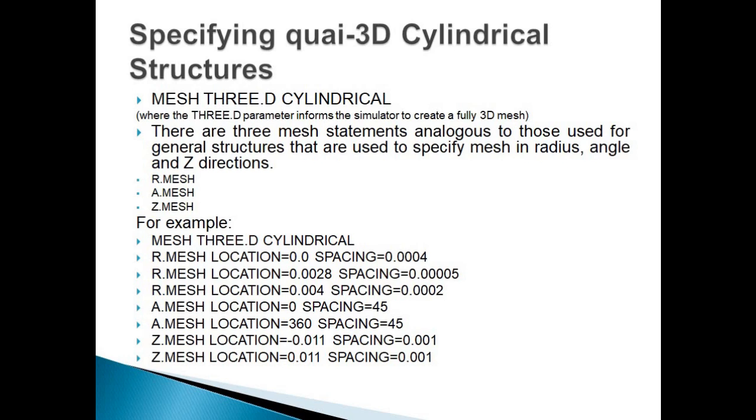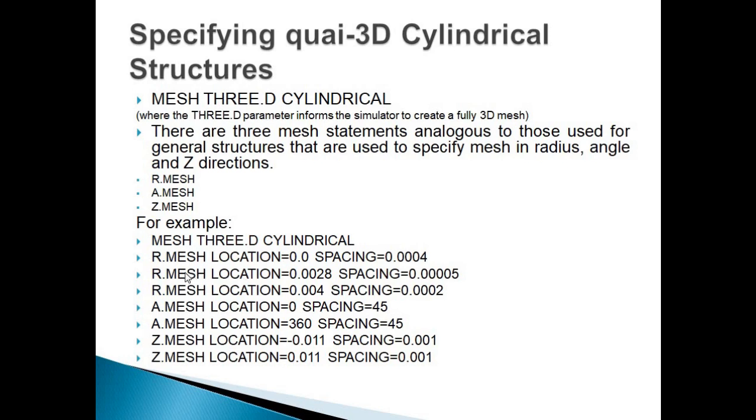When specifying the cylindrical parameter, you must now specify the structure in terms of radius, r.mesh, angle, a.mesh, and z coordinate in the form of z.mesh. There are three mesh statements, analogous to those used for the general structure, that are used to specify mesh in radius, angle and z direction. The r.mesh statement is used to specify radial mesh. The a.mesh statement is used to specify angular mesh. The z.mesh statement is used to specify mesh in the z direction.